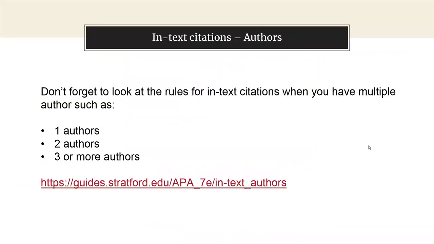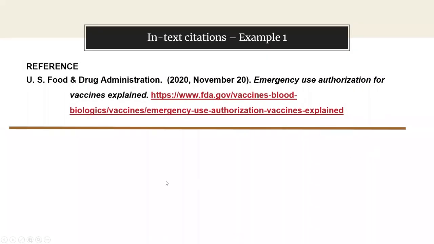Okay. Then let's look at a couple of examples here. This is a reference. It's the full reference that you would find on your reference page. When you're looking at your references and you need to put an in-text citation because you've taken information from your source, who do we have as the author here? And what's the date that we're going to use for our in-text citation?